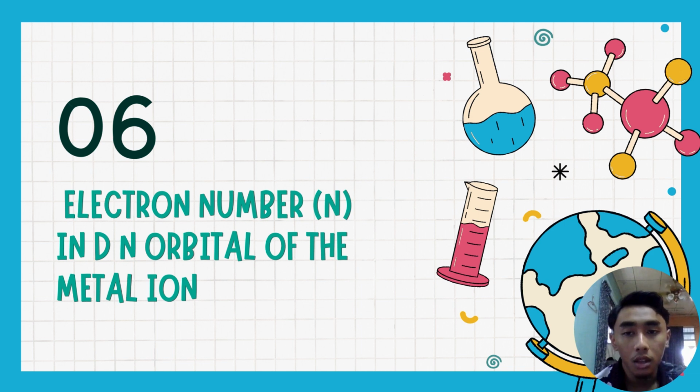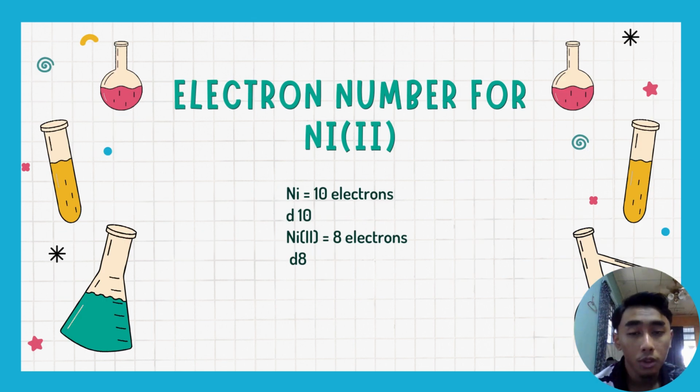Next is the electron number n in the d-n orbital of the metal ion. The electron configuration for nickel 2 is d8, because based on the periodic table, the base value of nickel is 10 electrons. So from the oxidation number that we have got, which is positive 2, we must subtract 2 from d10 and it becomes d8 for nickel 2.